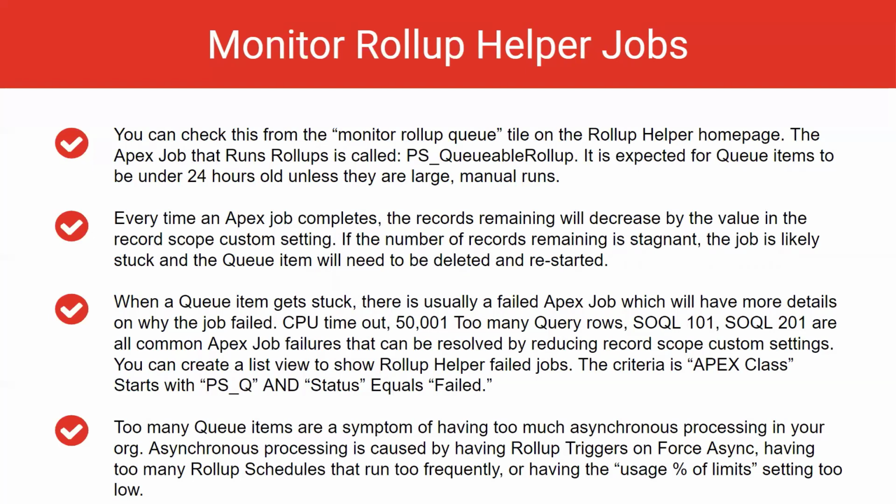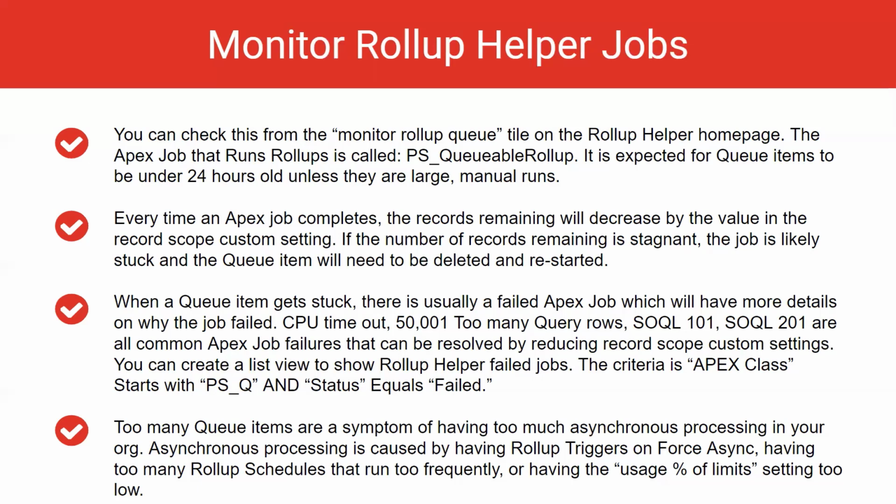If the number of records remaining is stagnant, the job is likely stuck and the queue items will need to be deleted and restarted. When a queue item gets stuck, there is usually a failed Apex job, which will have more details on why the job failed.